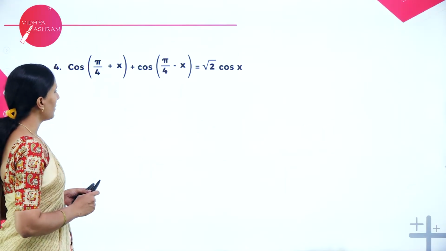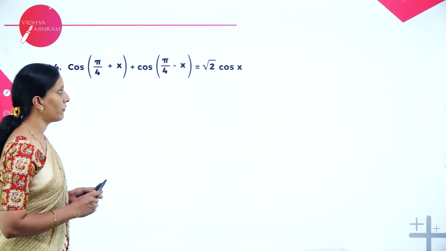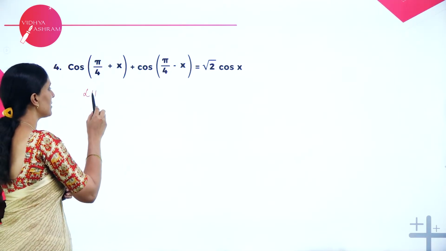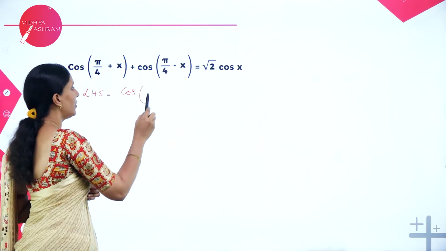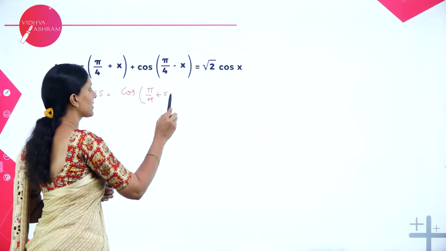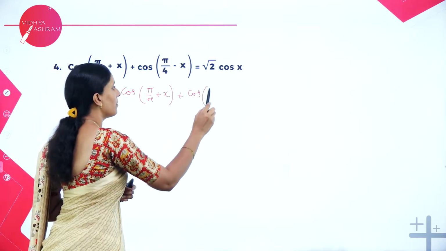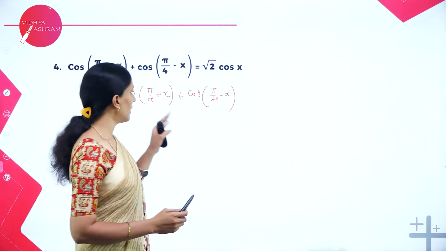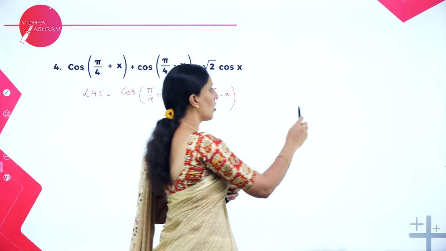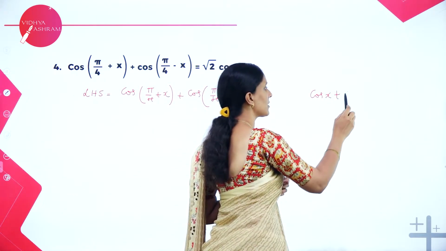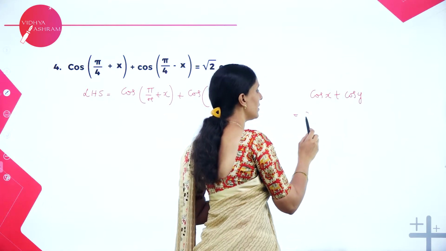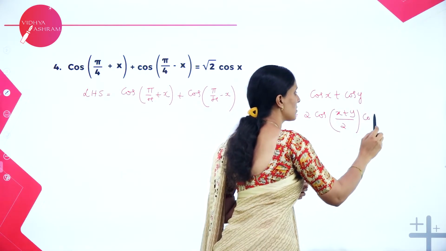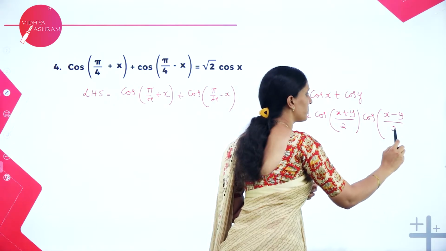Next, cos(pi by 4 plus x) plus cos(pi by 4 minus x) is equal to root 2 cos x. Now consider the left hand side of the equation. I need to show that cos(pi by 4 plus x) plus cos(pi by 4 minus x) is equal to root 2 cos x. So here I'll use the transformation formula cos x plus cos y. So what is cos x plus cos y? Cos x plus cos y is 2 cos((x plus y) by 2) cos((x minus y) by 2).